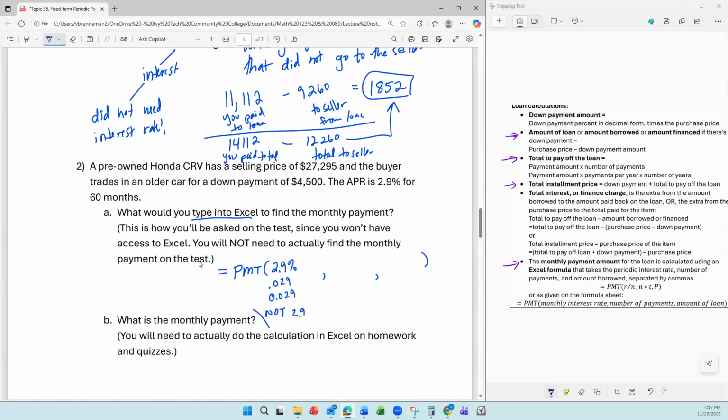just 2.9. Then there's going to be the divided by 12, because the APR means for the whole year, and we're just doing 1 month at a time. So 2.9% divided by 12. That's the first part. Second part is going to be the number of months. N times T, if T was in years, it would be 12 times T, but we already have the number of months, the number of payments.